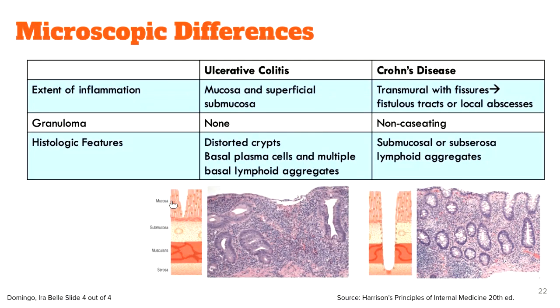In Crohn's disease, the earliest lesions are aphthoid ulcerations and focal crypt abscess with loose aggregations of macrophages, which form non-caseating granulomas in all layers of the bowel wall, which sometimes form fistulous tracts and local abscess. Granulomas are a characteristic feature of Crohn's disease. There would also be the presence of submucosal or subserosal lymphoid aggregates.